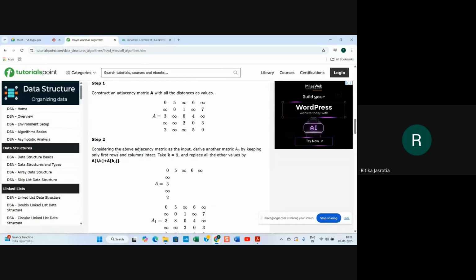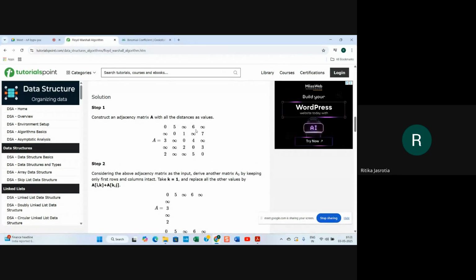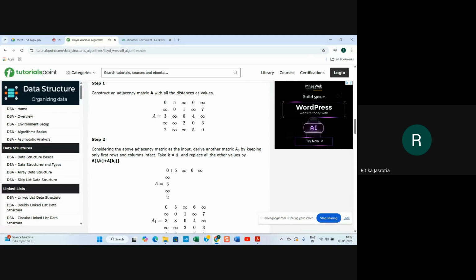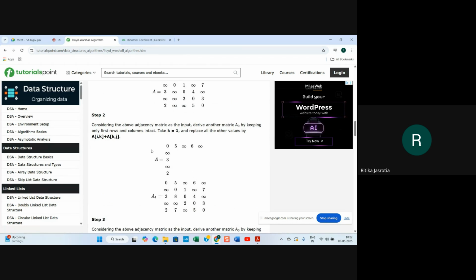Then step 2 was considering the above adjacency matrix as the input, derive another matrix A0, or you can say A1, whatever name you want to give, by keeping only first row and column intact. Take k is equal to 1 and replace all the other values by aik plus akj. So now your first row and first column are same. First row and first column you will take from the A matrix. In A1 matrix, you are taking first row and first column the same. Now other values you will find out, and you will keep k is equal to 1, and you will find out aik plus akj.